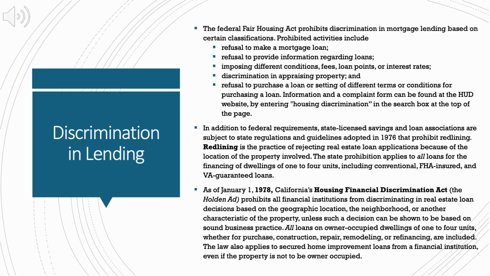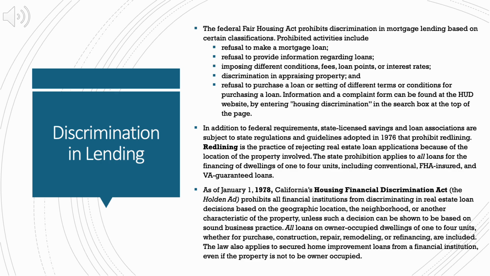As of January 1, 1978, California's Housing Financial Discrimination Act, the Holden Act, prohibits all financial institutions from discriminating in real estate loan decisions based on the geographic location, the neighborhood, or another characteristic of the property. Unless such a decision can be shown to be based on sound business practice, all loans on owner-occupied dwellings of 1 to 4 units, whether for purchase, construction, repair, remodeling, or refinancing, are included. The law also applies to secured home improvement loans from a financial institution, even if the property is not to be owner-occupied.